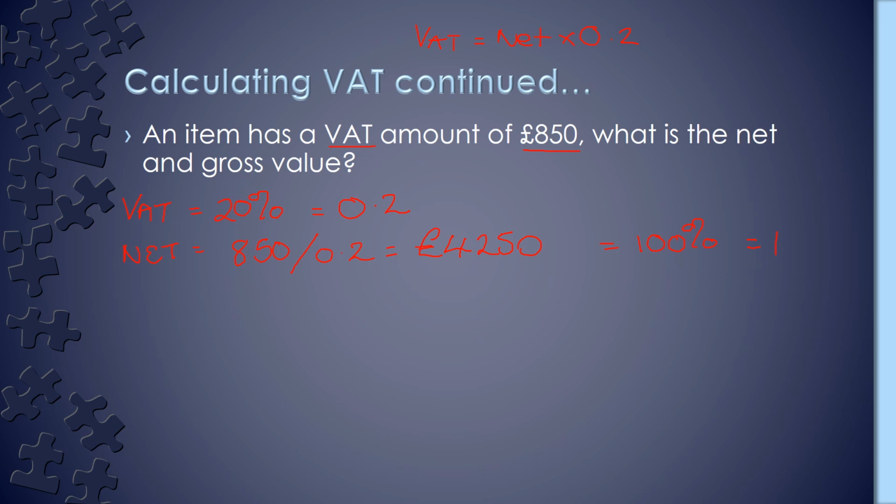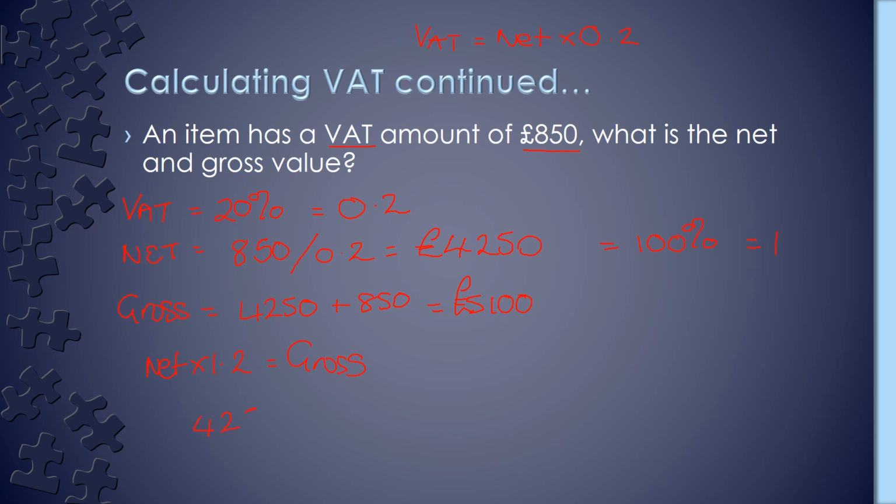Okay? So again, now we could work out our gross. We can work out our gross by doing 4,250 and then plus our 850 would give us 5,100, because that is our gross amount, that is our largest amount. Or if we've got our net amount, we can work it out the other way, because our net amount times 1.2 will give us our gross amount.